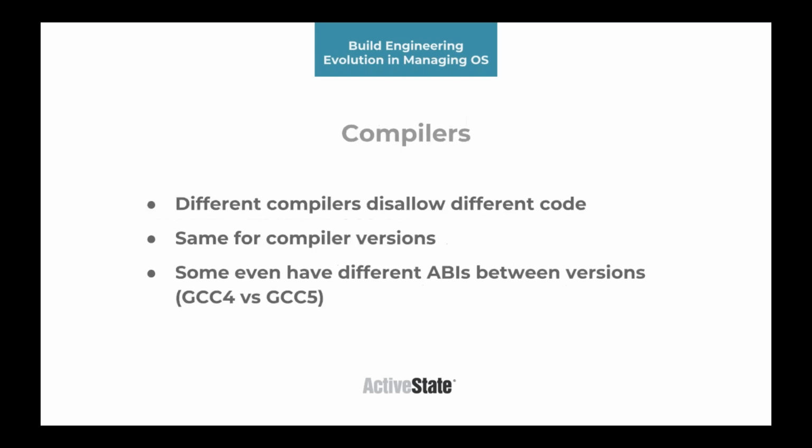Okay, next slide, please. So one of the things that we come across quite regularly is that authors have different preferences for compilers, especially when they're working across different platforms. So different compilers we find disallow different code. So you'll have some things that GCC, for example, will be picky about, but MSVC won't care about, and vice versa. And the same is true for compiler versions.